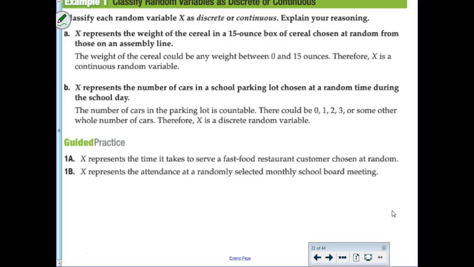All right, you guys do some questions for me. X represents the time it takes to serve fast food at a restaurant. Is that discrete or continuous?